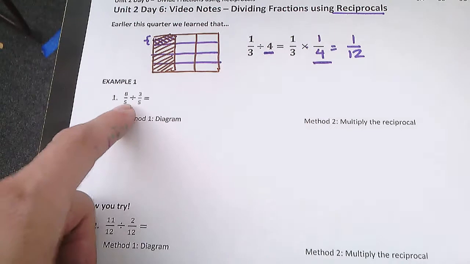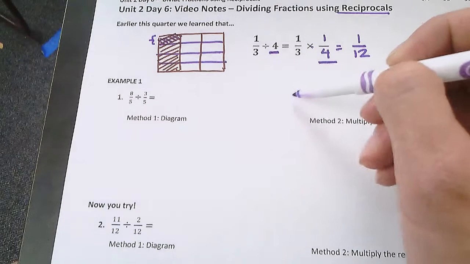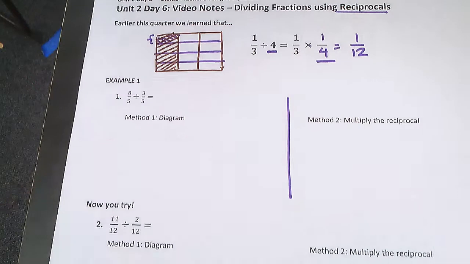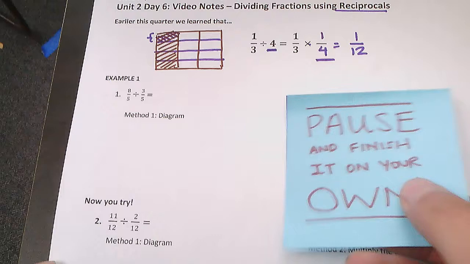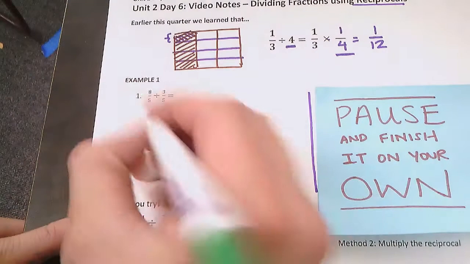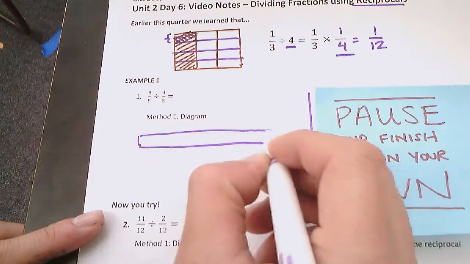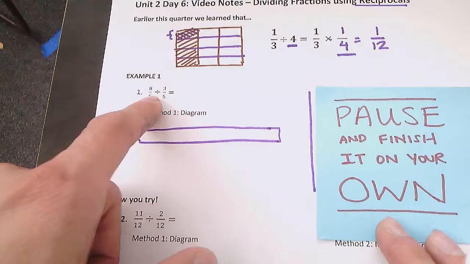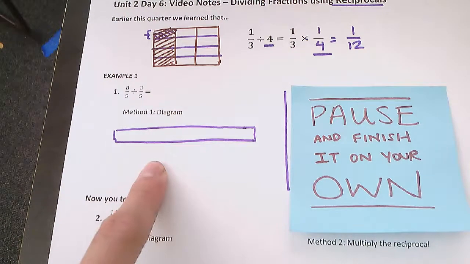We're having 8/5 divided by 3/5. And so far, we've mainly been focusing on how we can solve this using method 1, which is using a diagram. So before we get to method 2, first, do what you know, which is drawing a diagram. We draw 8/5. I'll get you started here. Go ahead and draw out 8/5 right there. And then solve the rest of that problem and continue the video after you've solved it this way. So pause and finish that on your own right here. Go.